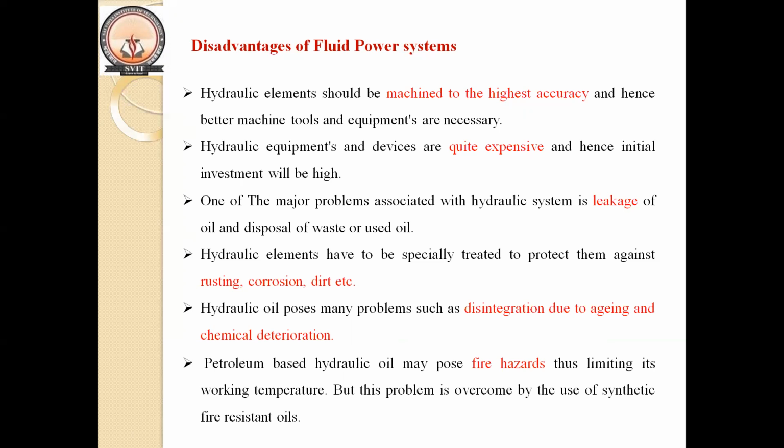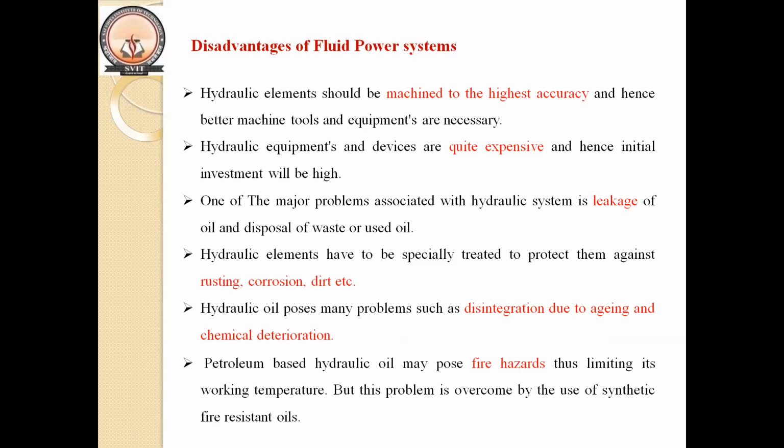Here in fluid power system, all hydraulic elements should be machined to the highest accuracy, in order to overcome the leakage problem. In order to get that highest accuracy, better machine tools and equipments are necessary. The second disadvantage is hydraulic equipments and devices are quite expensive. Hence, initial investment will be high.